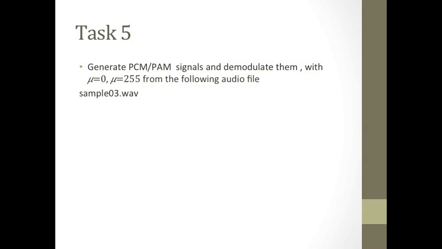Last but not least, for the final task, we had to generate the pulse code modulation, pulse amplitude modulation signal and demodulate them with and without the compression. With the following wave file, I was supposed to use sample 3 given in the project to generate the pulse code modulation through the transmitter and demodulate it in MATLAB and compare the results.